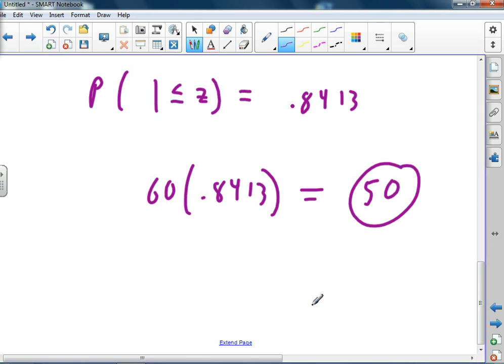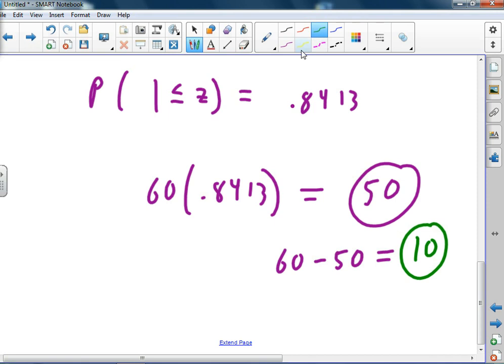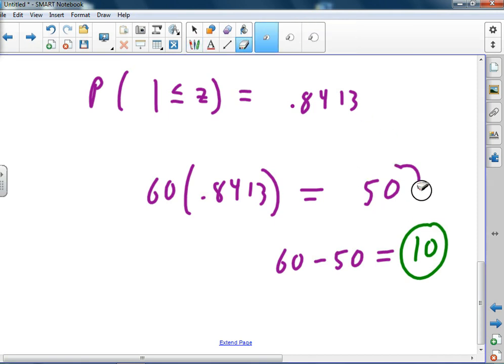We're looking for unable. Unable? Yeah. How many students do you expect to be unable? Okay, so I would go 60 minus 50, call the correct answer 10. And then I'd erase this circle around this guy, indicating that he was correct. Okay?